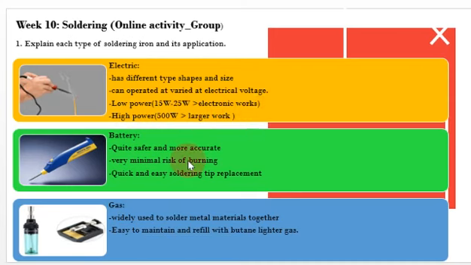in larger work. Second is battery soldering iron, which is quite safer and more accurate, with very minimal risk of burning. It also has quick and easy soldering tip replacement. The third is gas soldering iron, which is widely used to solder metal materials together and is easy to maintain and refill with butane lighter gas.